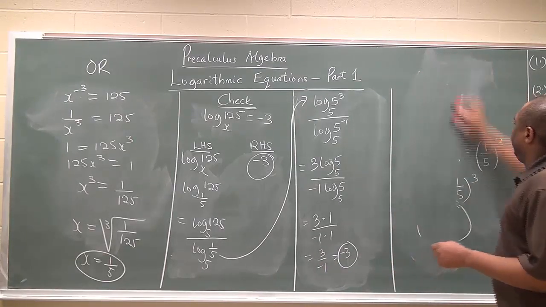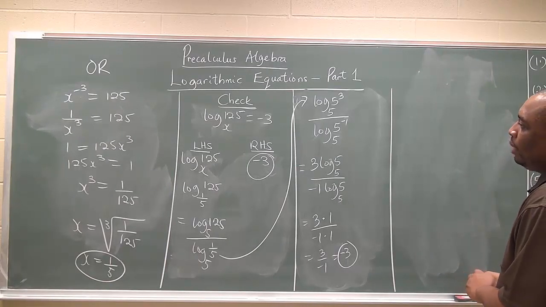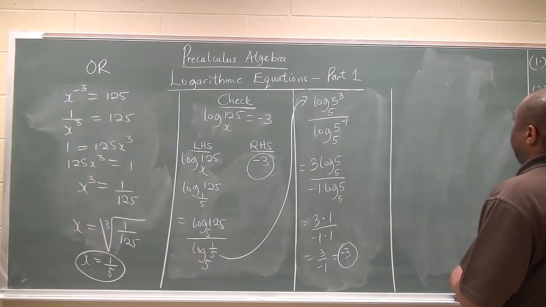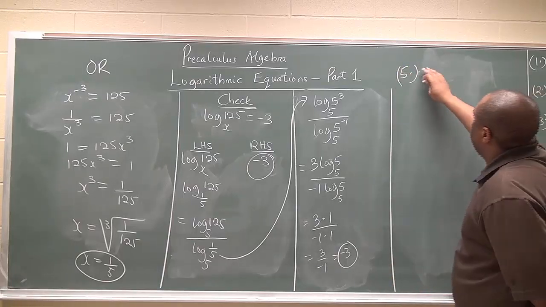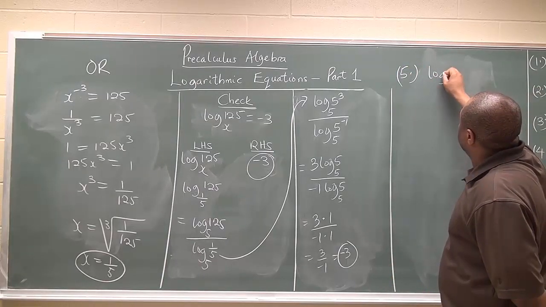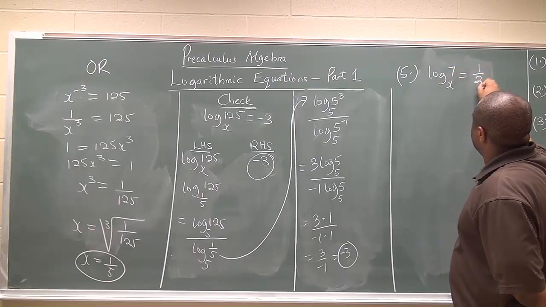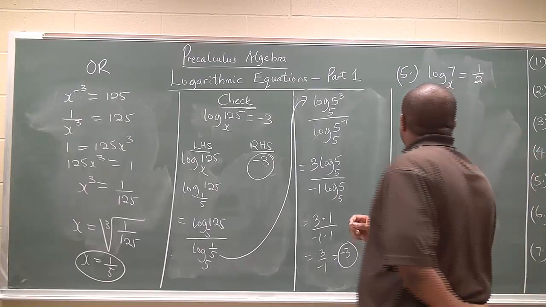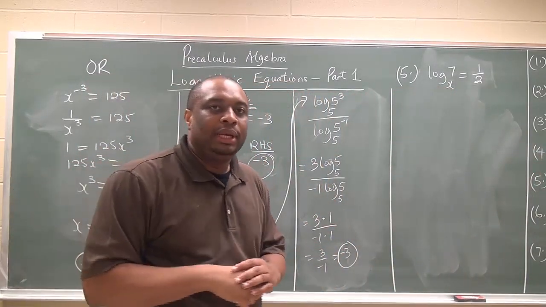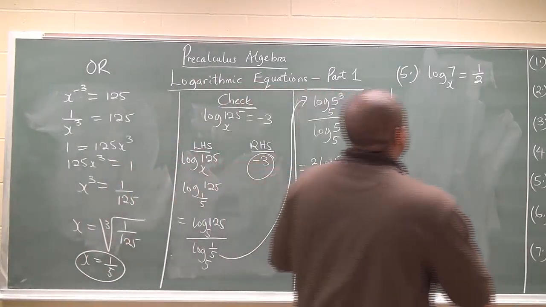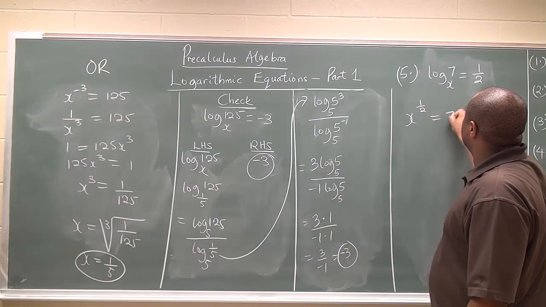Okay, the next one is question 5. Question 5 says log 7 base x is equal to 1 over 2. So here we use the relationship between exponents and logarithms. We have x exponent 1 over 2 is equal to 7.